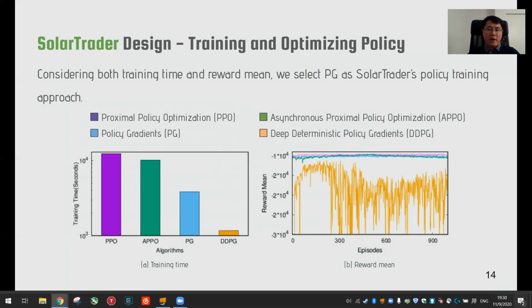So for graph A, the y-axis is the training time, and the x-axis is the different algorithms. We can see different algorithms have different training times. And the y-axis of graph B is the reward mean, and the x-axis is the training episodes. It shows the trend of the training reward mean is also different during the training process. Considering both training time and the reward mean, we select policy gradient as the SolarTrader policy training approach.